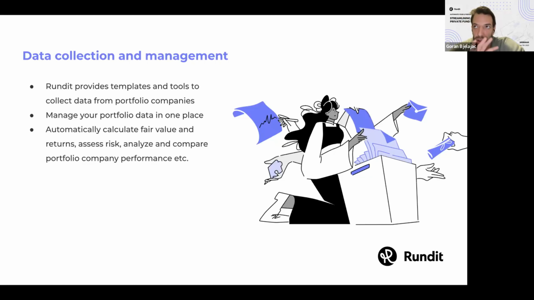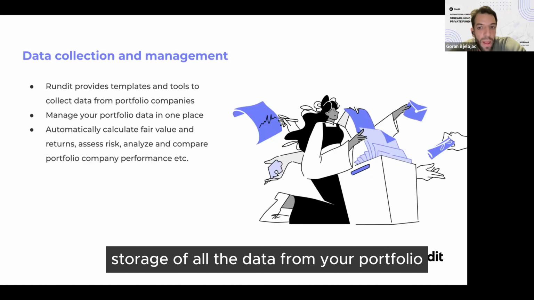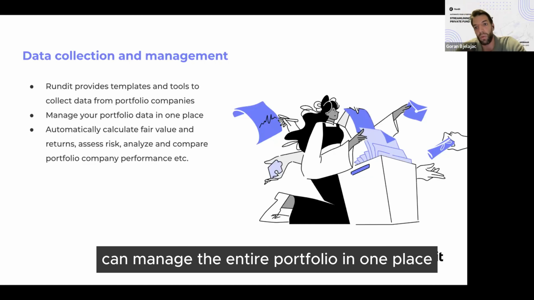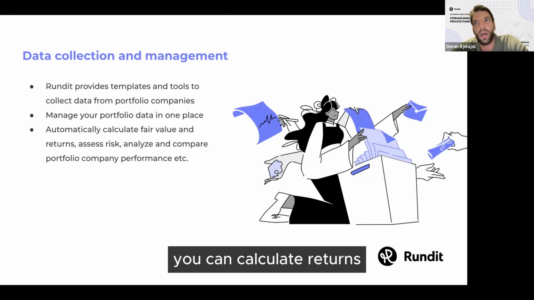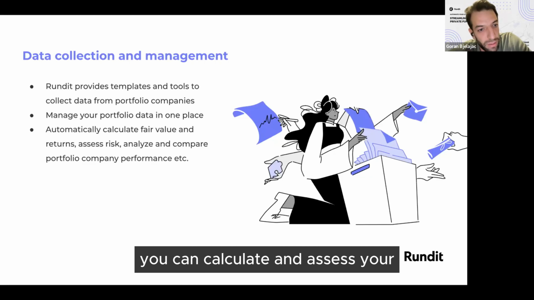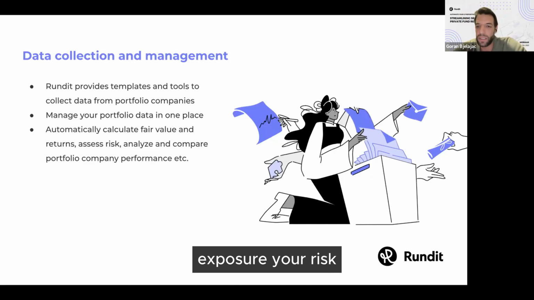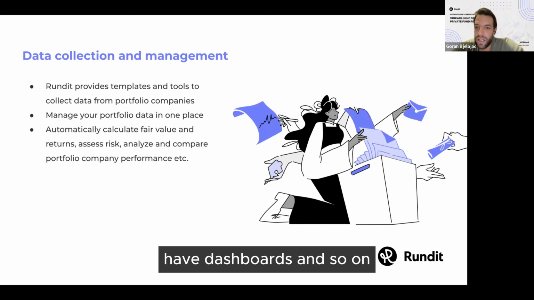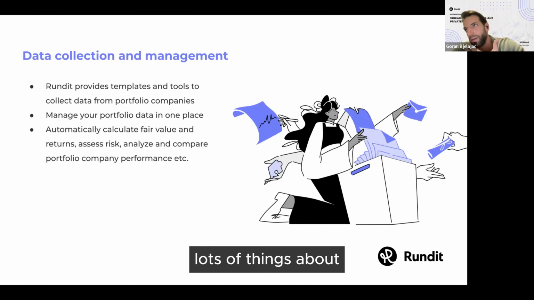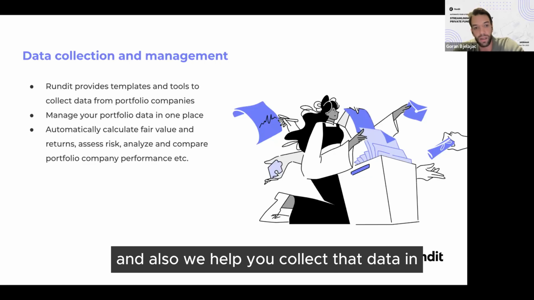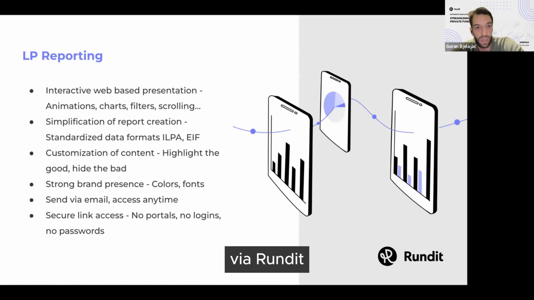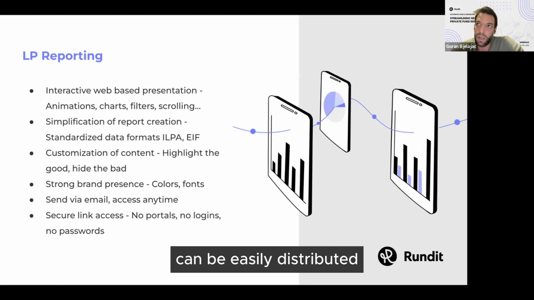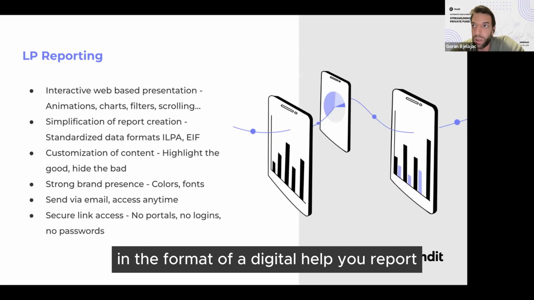and unified storage of all the data from your portfolio, which means that you can manage the entire portfolio in one place. You can add transactions, calculate returns, and calculate and assess your exposure and risk. You can analyze performance of companies, have dashboards, and so on. So you can do a lot in terms of analytics, and we also help you collect that data in the first place. But in the end, all the data that you collect via Rundit can be easily distributed in the format of a digital LP report.